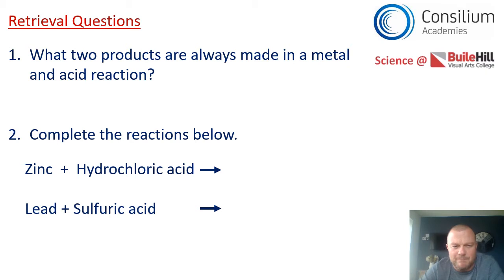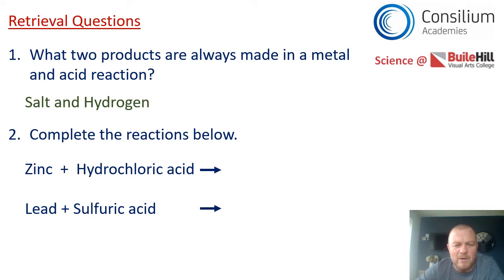Okay, so the first question then is about a metal and acid reaction, and it's asking you what the two products are, and that means what are the two things that are made. Well, if you have a metal and acid and you add them together, you will always make a salt and you will always make hydrogen gas.